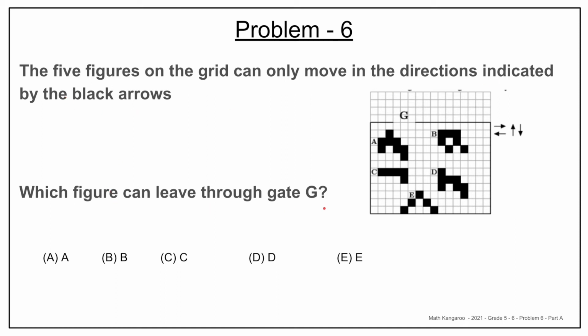Which figure can leave through gate G? So we have to take out these figures from this gate G. So we have a 1, 2, 3 grid, so we could be able to take it out. This one, we take out 3. Now we have 1, 2, 3, 4 in line. So though we move to the left or right, it won't come out. So option A is not our answer.